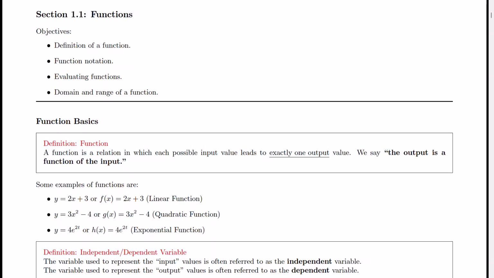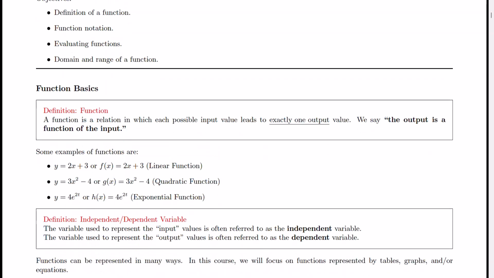So you might be wondering, what is a function? In math, basically a function is like a machine that takes in a number and it returns exactly one number. The number we plug in is called the input, and the number that we get out is typically called the output of the function.